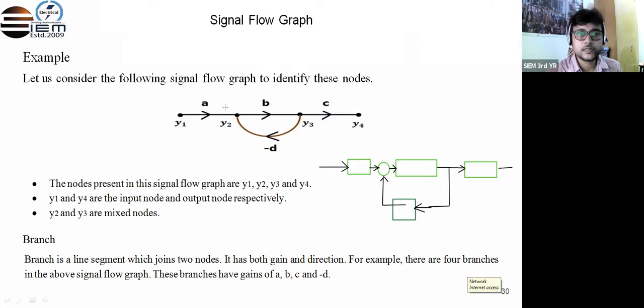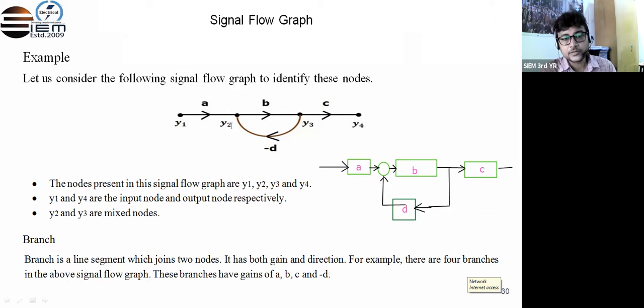Now you see, this a is basically present here. This a is basically present here. Okay, this is the transformation that we did previously: g1, g2, g3, g4. So g1 is nothing but a, and g2 is nothing but b here. And g3 is nothing but c here, and this feedback value is nothing but d here.